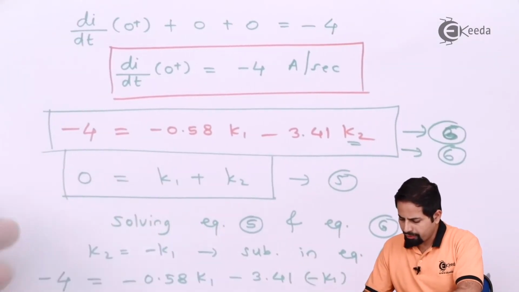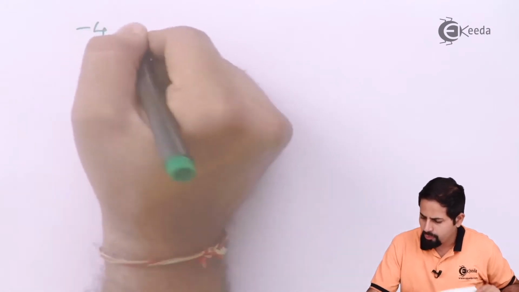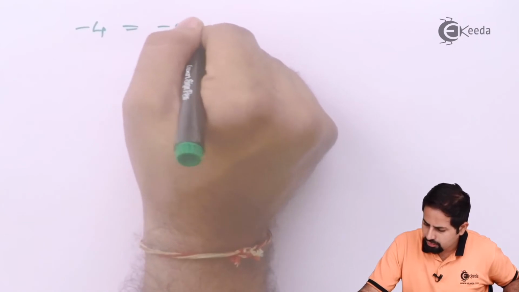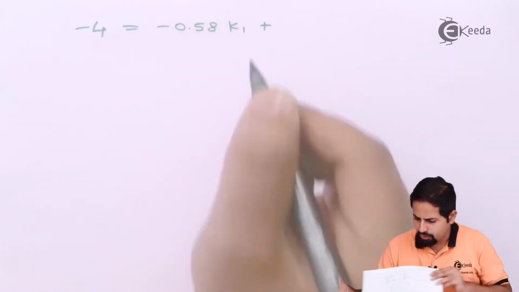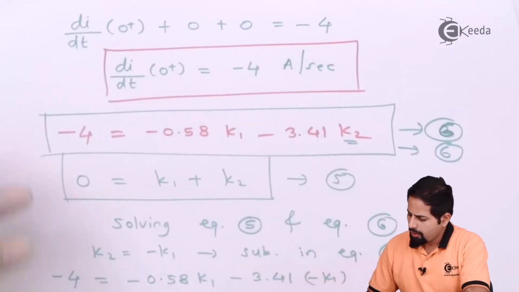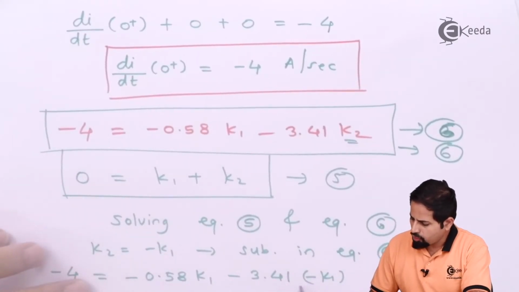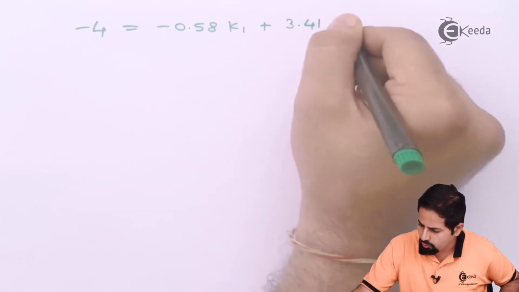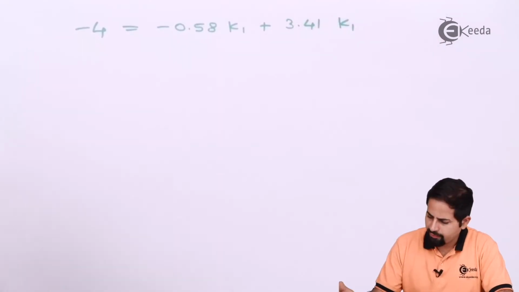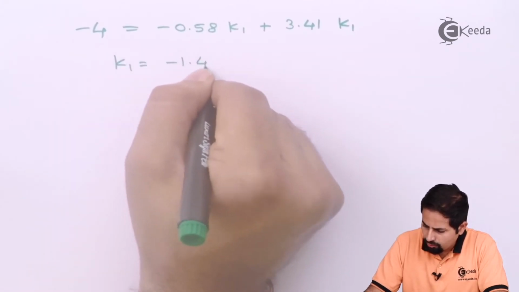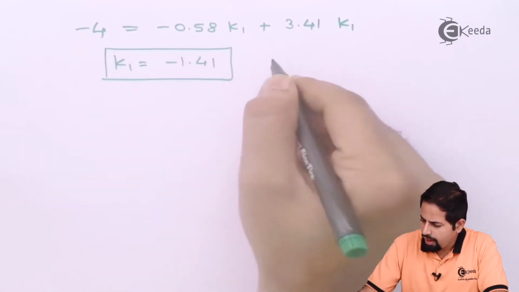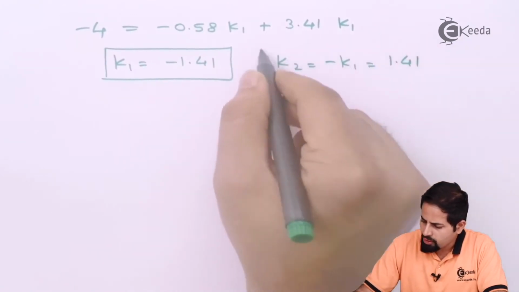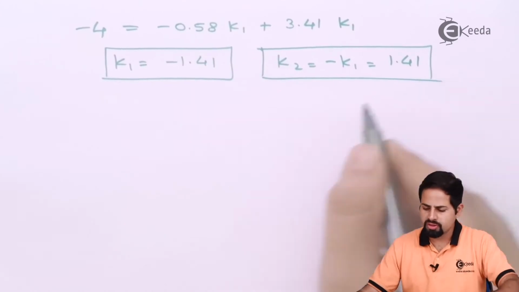So now solving it further, it will give us minus 4 equal to minus 0.58 k1 plus, because this minus minus became plus, 3.41 into k1, this is k1. So plus 3.41 into k1, that will give us k1 minus 1.41, that is my k1, and as k2 is minus of k1, that will become plus 1.41. So thus we have got both the roots k1 and k2.